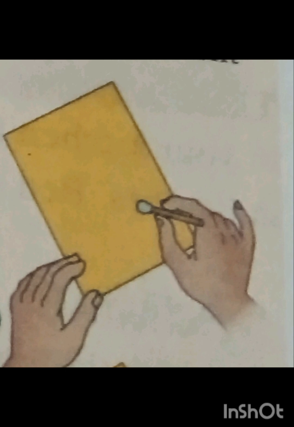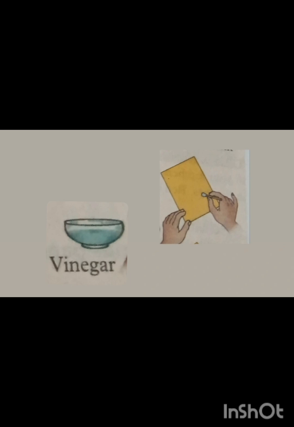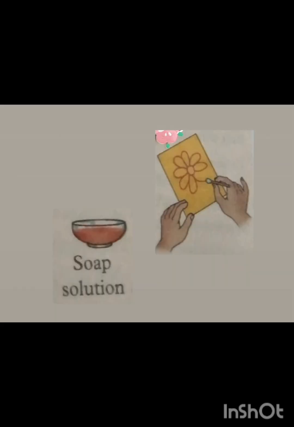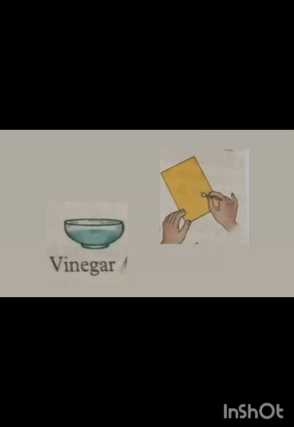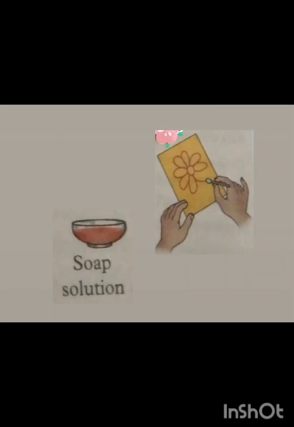After that, take a small amount of dishwashing solution and vinegar in separate bowls. Use a cotton earbud to draw a flower on the dried yellow tissue paper, once with vinegar and then with soap solution. What do you see? Students, the flower drawn with vinegar is not visible, whereas the one drawn with the soap solution turned red.